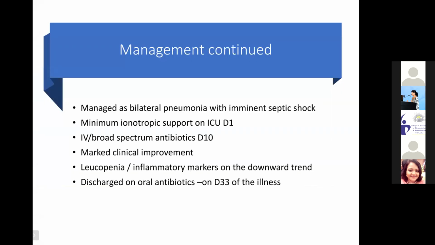So we managed her as bilateral pneumonia with imminent septic shock. Minimal inotropic support was given on ICU day 1. IV broad spectrum antibiotics were completed for 10 days, and there was a marked clinical improvement of our patient. Leukopenia improved, and inflammatory markers came on a downward trend. So we were able to discharge her on oral antibiotics on day 33 of her illness.